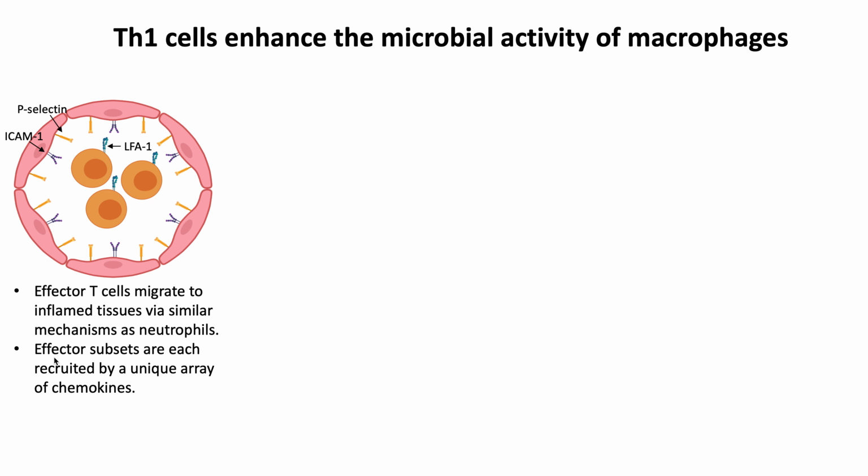The other thing that's important to note is that the different effector subsets are each recruited by a unique array of chemokines. So chemokines really control the flavor of the inflammatory response that occurs within tissues.